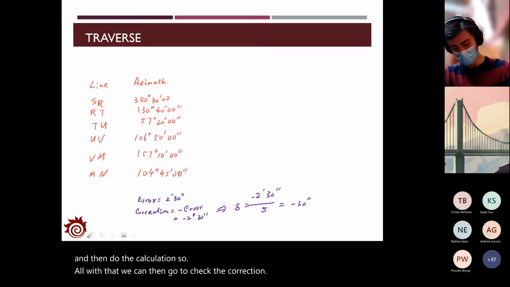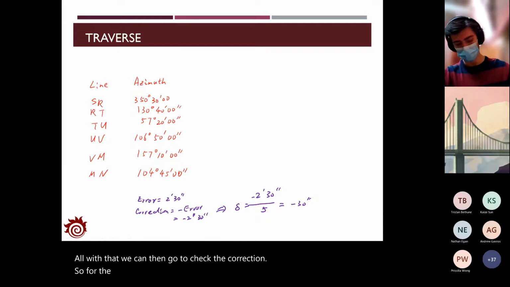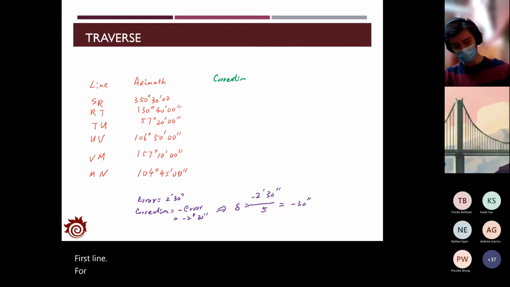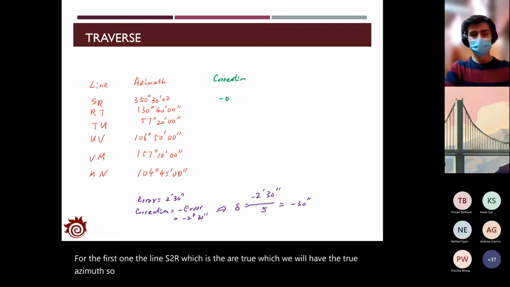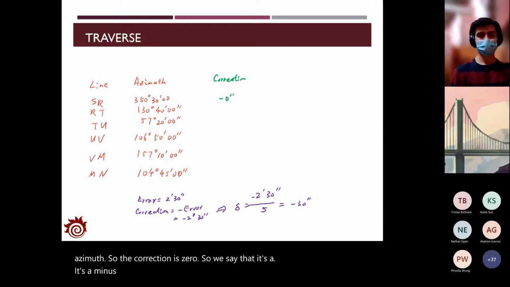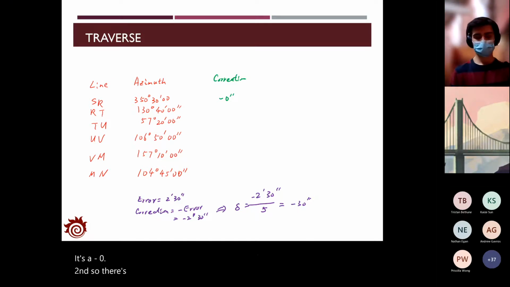For the correction, we're going to start with the first line. For the first one, the line S to R, which has the true azimuth, the correction is 0. So we say it's a minus 0 seconds. There's no change.